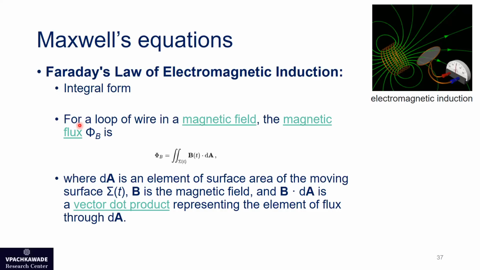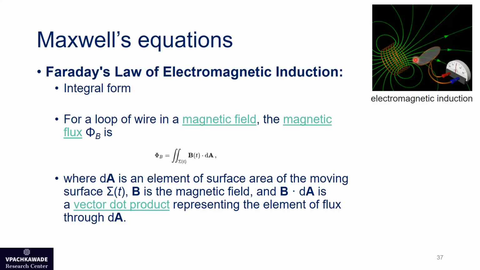So we can say that for the integral form of this equation, for a loop of wire in the magnetic field, the magnetic flux can be written in this form. So what we say, for a loop of wire in a magnetic field, this is a loop of wire, that wire we take in the magnetic field.